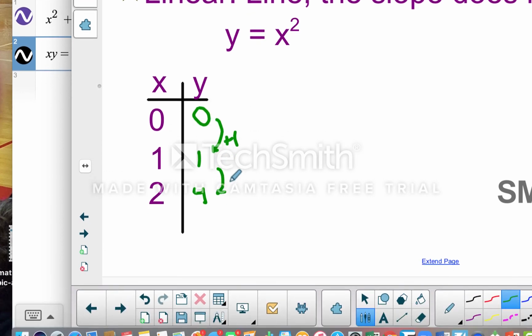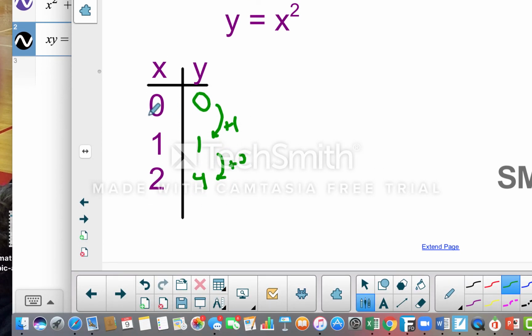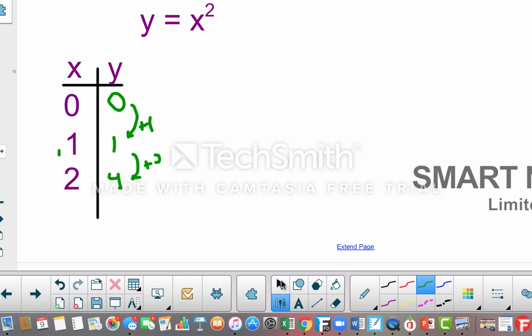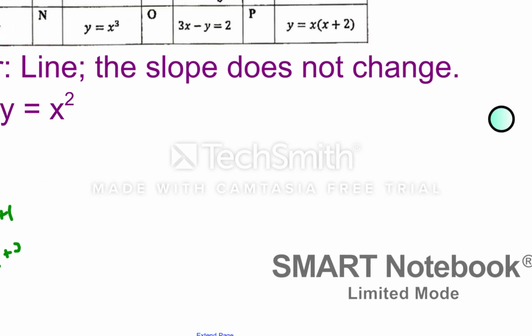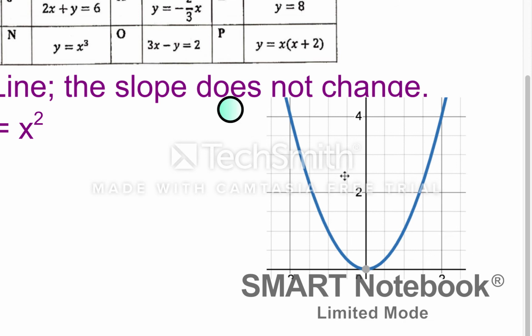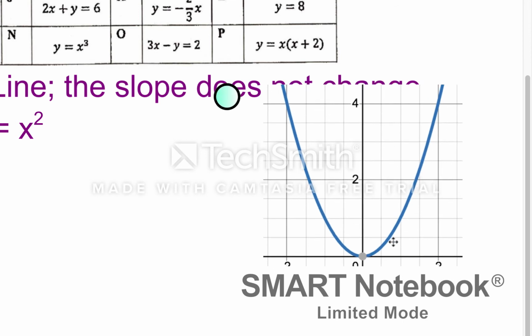Is it changing at the same rate over here? No, it's changing by 1 and then 1 again. So again, the slope is changing. The change in y over change in x is different. And if you were to graph this, you could see why it wouldn't be linear. You can see at 0, it's 0, and at 1, it's 1. At negative 1, it's positive 1. And even at x equals 2, you can see it's 4, and that's a big jump. So this is not linear.